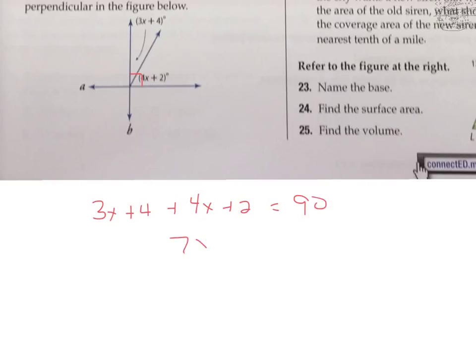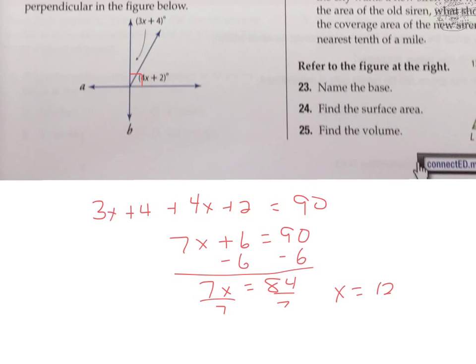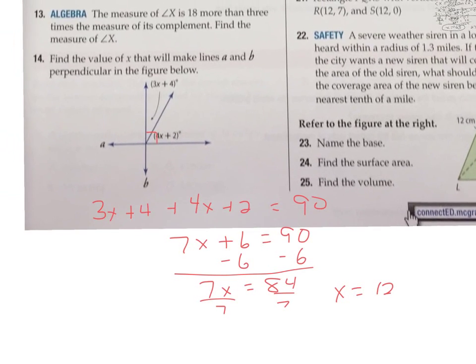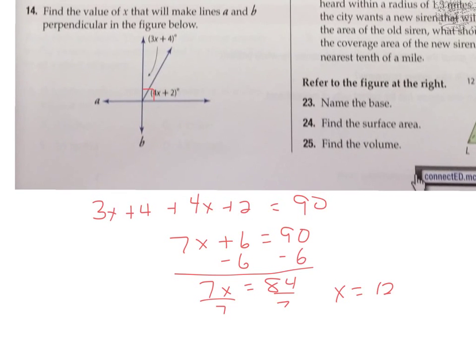So I get 7x plus 6 equals 90 degrees. Subtract 6 from both sides. I get 7x equals 84. Divide both sides by 7. I get x equals 12. So let's find out what they're asking for again. Find the value of x that will make A and B perpendicular. Well, then x would have to equal 12. And that would be number 14.